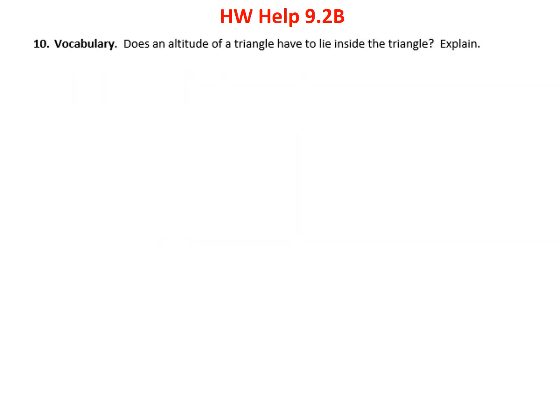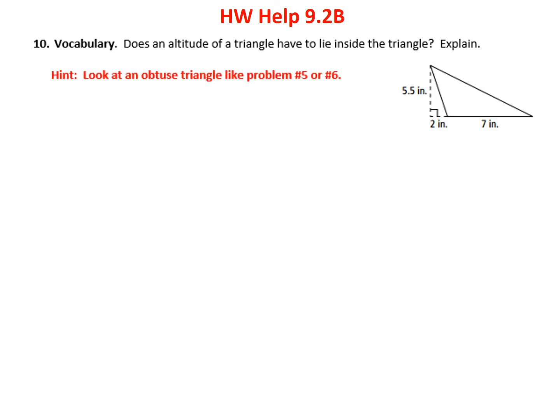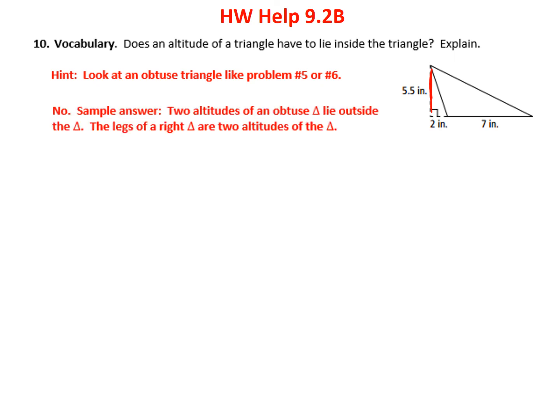Question 10 says, does the altitude of a triangle have to lie inside the triangle? Explain. Well, if you just look up at problem 5 or 6, you'll see examples where the altitude is outside the triangle, because it's an obtuse triangle, and it lies outside. So that's obviously a case where this can be done. And so the altitudes of an obtuse triangle lie outside the triangle. The legs of a right triangle, by the way, are two altitudes of the triangle. So that's an interesting statement as well.